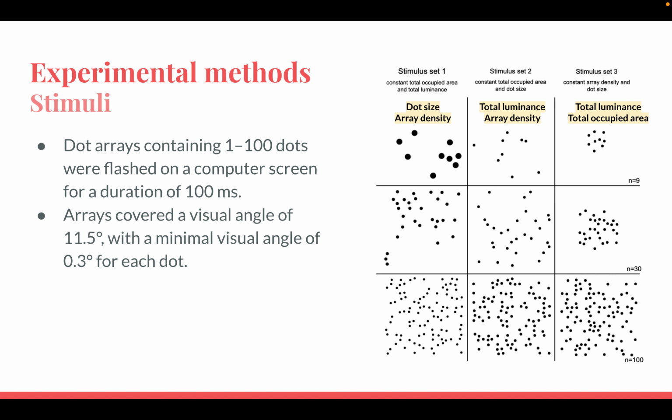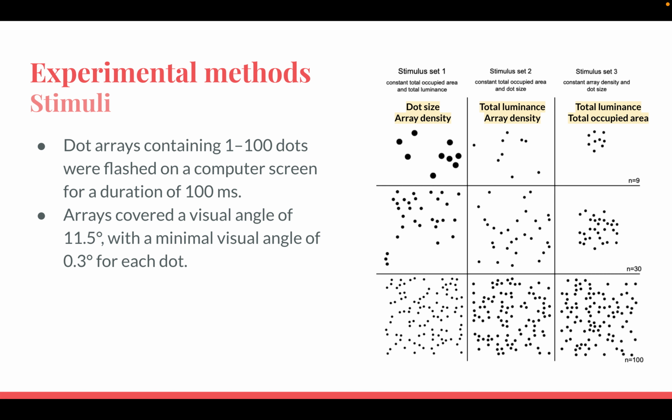Here are some examples of stimuli of numerosity 9, 30, and 100 belonging to the three stimulus sets. The first stimulus set: total occupied area and total luminance are constant. Thus, dot size decreases with numerosity and array density increases with numerosity.